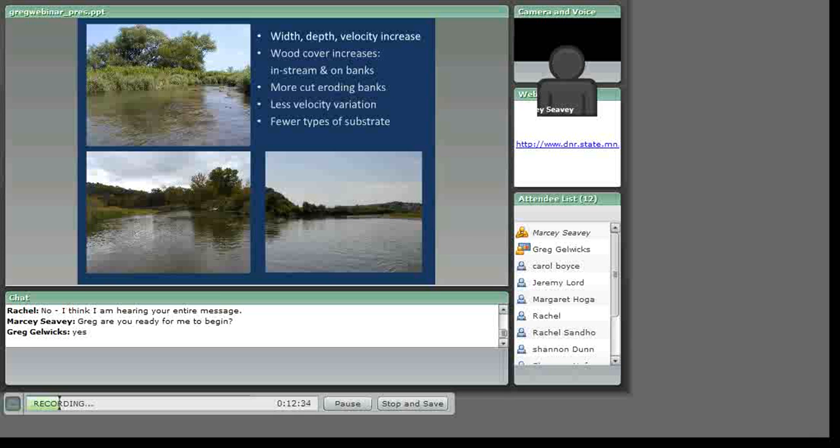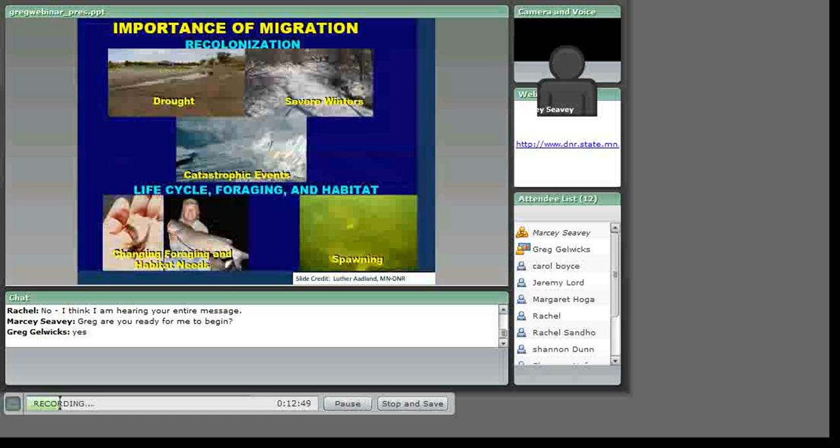And this gives rise to the need for organisms such as fish to migrate within these streams to utilize different habitats that are available in different parts of the stream. A lot of people don't realize that freshwater fish migrate, but there's many reasons why they need to. One of them is to recolonize stream areas after disturbance, and these disturbances can be drought, severe winters, catastrophic events that can cause fish to either die out in the area and need to recolonize it, or to move downstream to avoid these harsh conditions. And fish also have differing needs throughout their life cycles and throughout the year that make it necessary for them to move up and downstream.